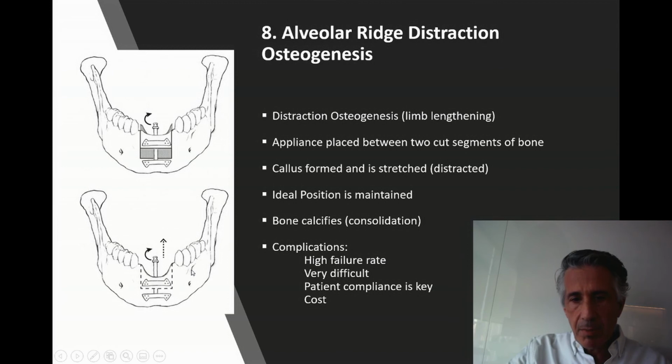An appliance is placed, one placed here, it's screwed in place. A saw cuts the bone and breaks the bone. And then the patient has this little key, and they turn it every day, a little bit, a quarter millimeter every day, and over a 2-week period this will increase in height. And in here will be a callus, and that callus will solidify to bone. Then you remove this appliance after 5 months and put in your 2 implants.